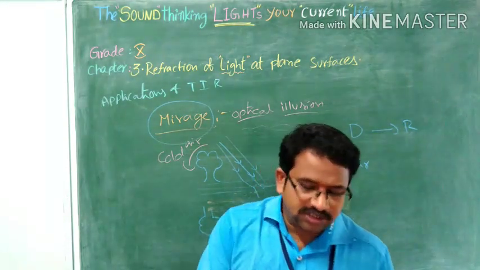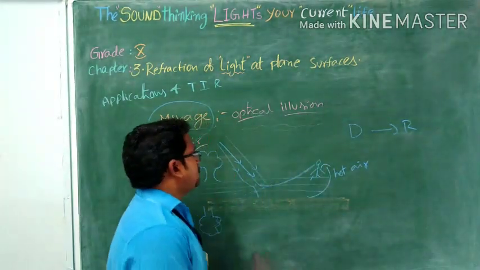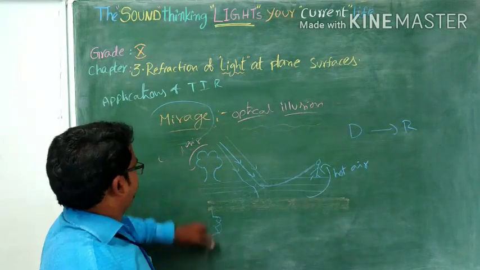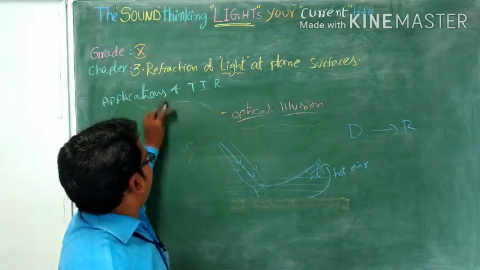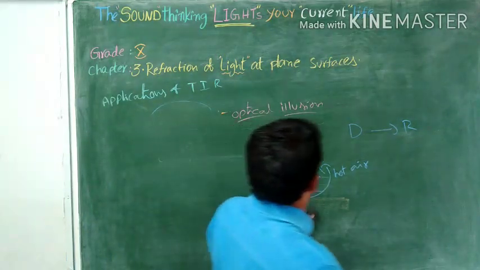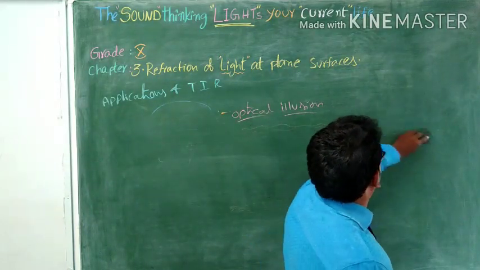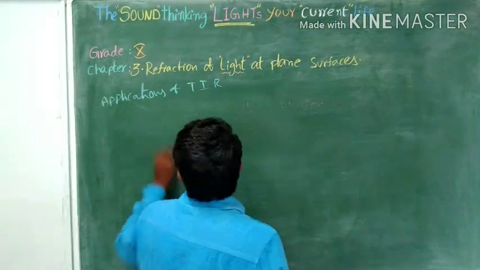This is the important concept behind this theory. Half a mark or maybe one mark may come. The phenomenon behind this mirage is TIR, total internal reflection. Okay? Right.